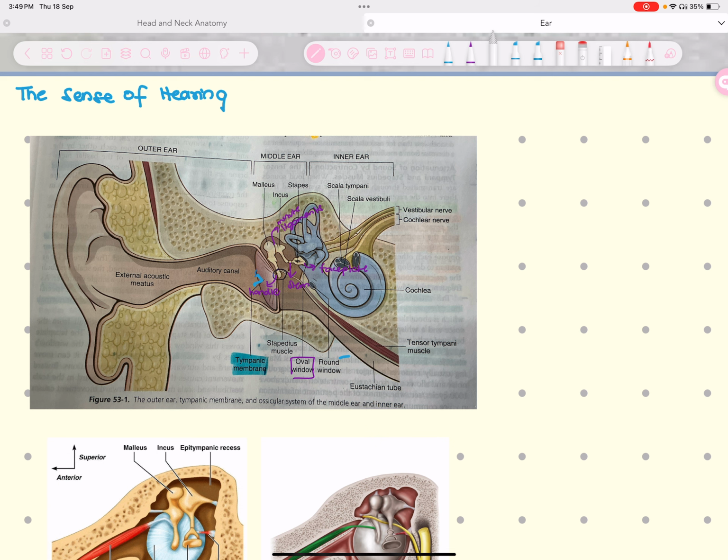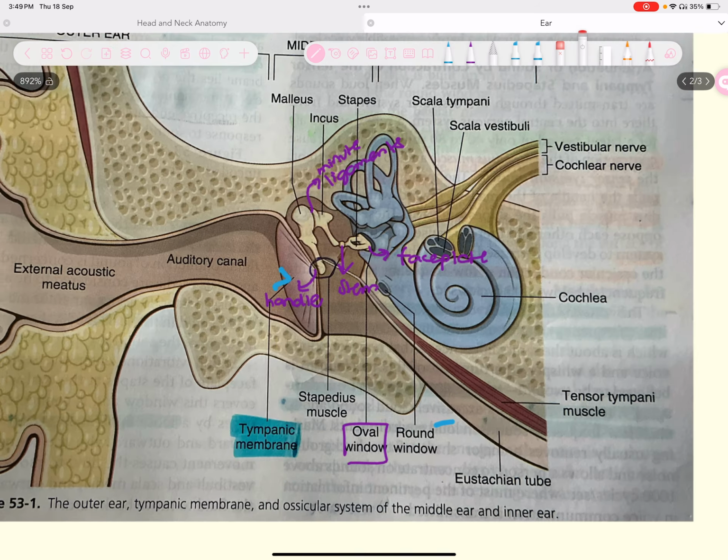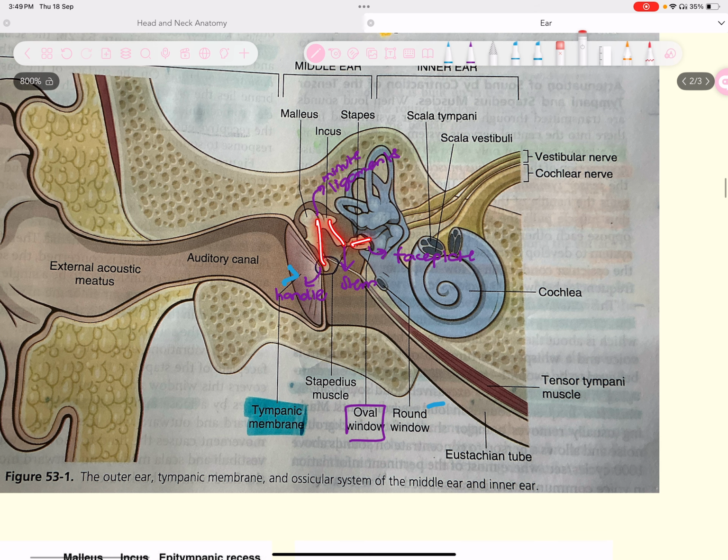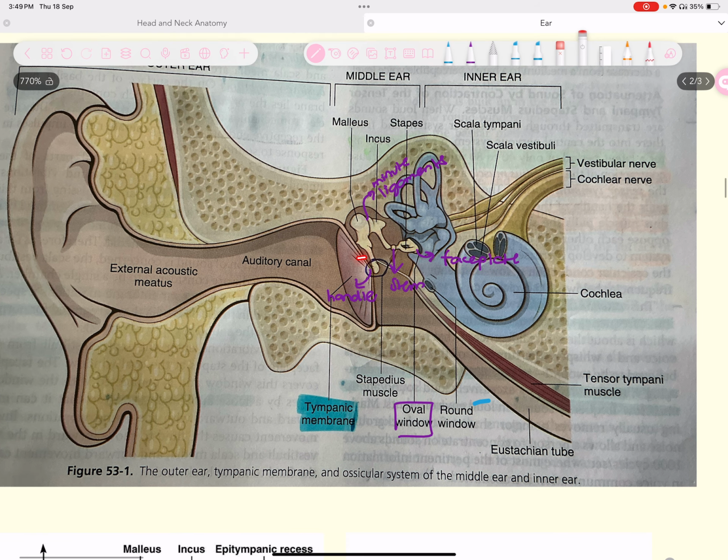What are the ossicles? Ossicles are basically present in the middle ear. Here you can see, these are the three very tiny bones called malleus, incus, and stapes. MIS is the mnemonic that you can keep in mind in order to learn the names in order: Malleus, Incus, and Stapes. These bones are part of the ossicular system. They're ossicle bones, and they're in the middle ear.